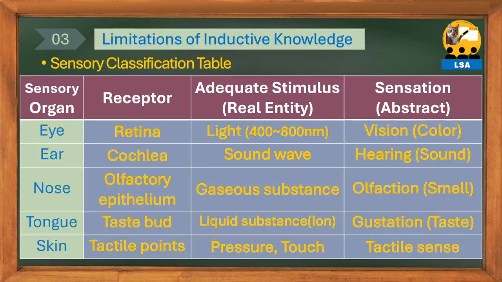Eyes use the visible light portion of light as a stimulus, combine it with the cognitive system to sense color or shape, and ears use sound waves as a stimulus, combine it with the cognitive system to sense sound. The nose uses gaseous substances as a stimulus to sense smell, and the tongue uses liquid or ionic substances as a stimulus to sense taste. The body's skin uses pressure or touch as a stimulus to create a sense of pressure or contact. Please remember that sensory contents like color or sound do not actually exist, but are abstracts created by the human cognitive system by distinguishing them from others.